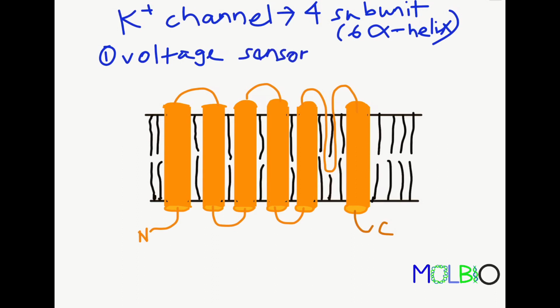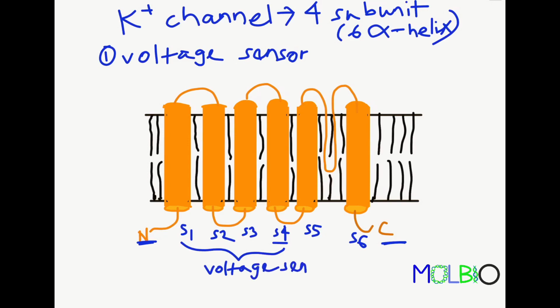Now from the 6 alpha helices, all of them spanning the whole membrane, the alpha helix with the N terminal we refer to as the first one, naming it S1, and the one with the C terminal we take as S6. So like that we name all the other alpha helices. Now the interesting thing is the domain from S1 to S4 is referred to as the voltage sensor, because this is the one which can sense the change in voltage. How does this happen?